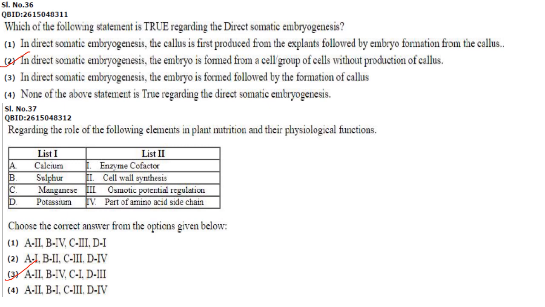A2. Sulfur is part of the amino acid side chain. Sulfur amino acids are methionine. So they form part of the amino acid side chain. And B is 4. Manganese is an enzyme cofactor and potassium is osmotic potential regulation. So A2, B4, C1, D3. Answer is option 3.